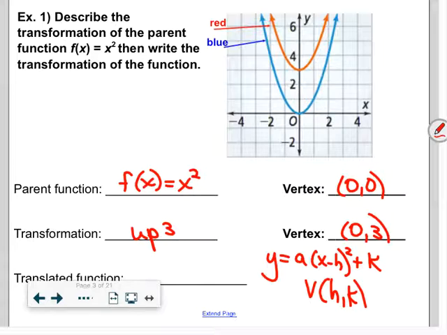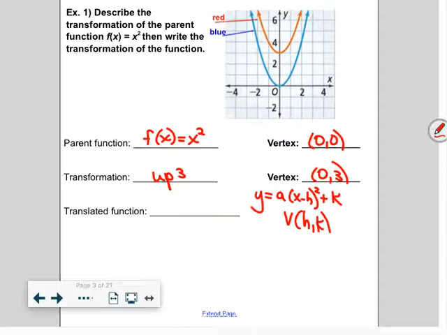Let me say that one more time. This is my general form for a quadratic function. This is actually called vertex form. And the vertex is the h, comma, k. Who would like to give us their equation if you know that that's how it has shifted? It is just up 3, but I didn't go left or right. So what would be the equation here?